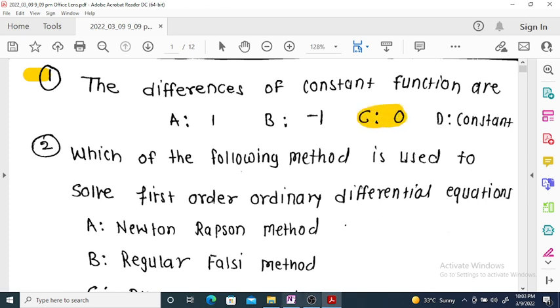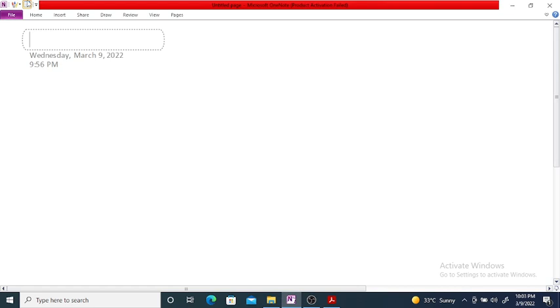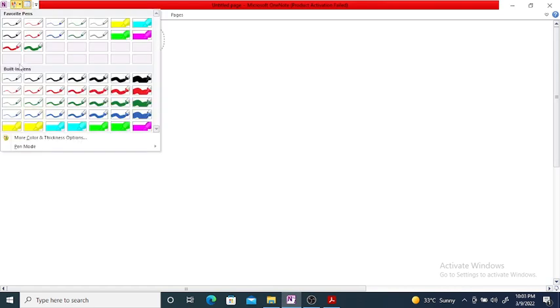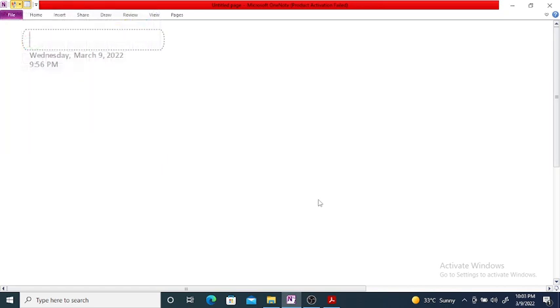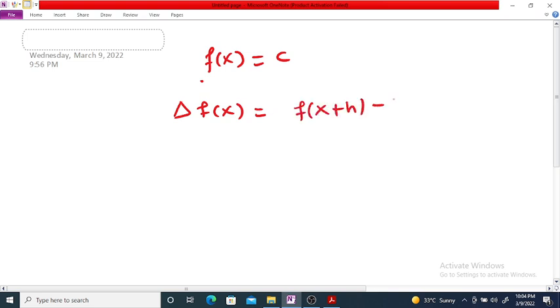0. For example, say f of x is equal to c, a constant function. Suppose we take the first forward difference, then it is equal to f of x plus h minus f of x. So f of x plus h is also c and f of x is also c. You can see here the forward difference is what?